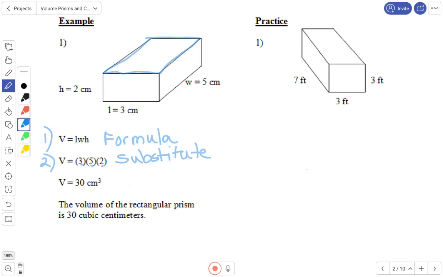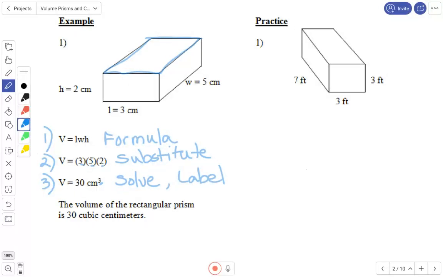All right, after I substitute in what I know, I'm then going to solve. So in this case, I'm just multiplying 3 times 5 times 2, and I end up with 30. And after I solve, I want to make sure that I always label my answer. And you're going to label it with cubic units.